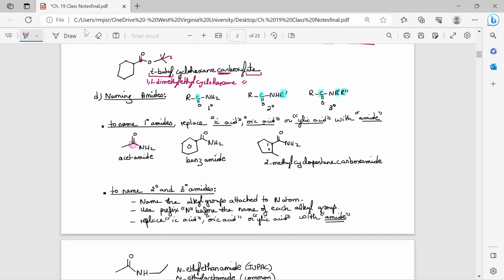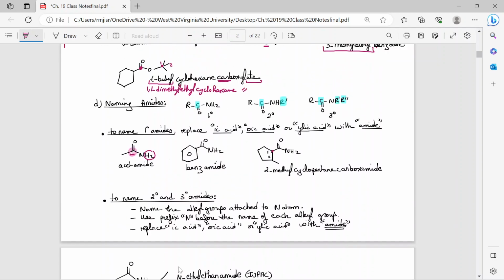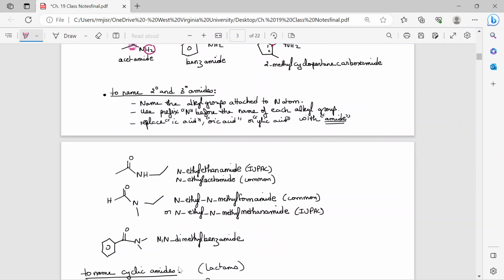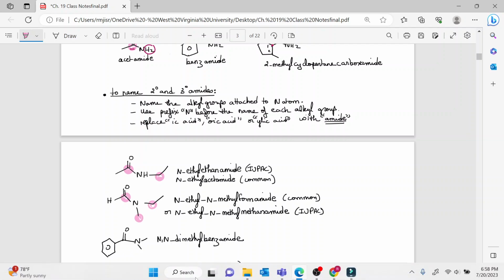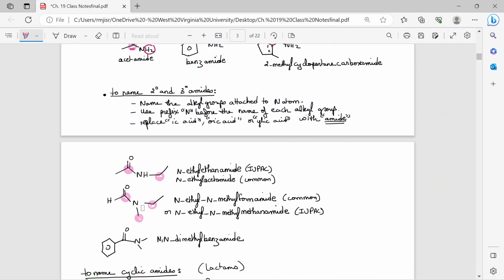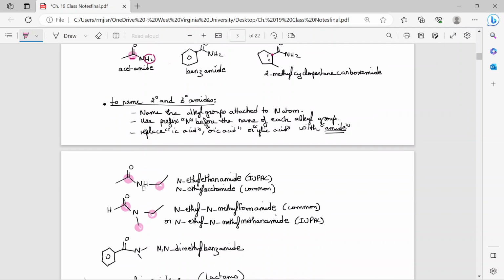Primary amides are amides that are connected to only one carbon. Secondary amides, on the other hand, are connected to two carbons. The nitrogen is connected to 2 carbons, and tertiary amides have their nitrogens connected to 3 carbons in there. It differs in the name if I am naming a primary, secondary, or a tertiary amide.